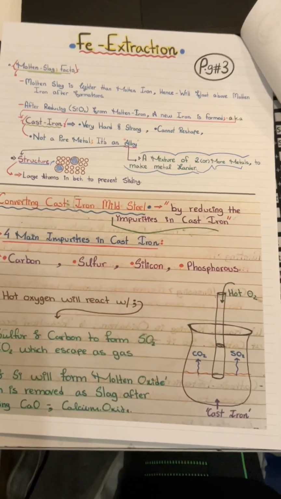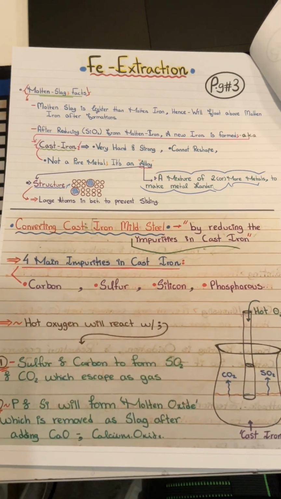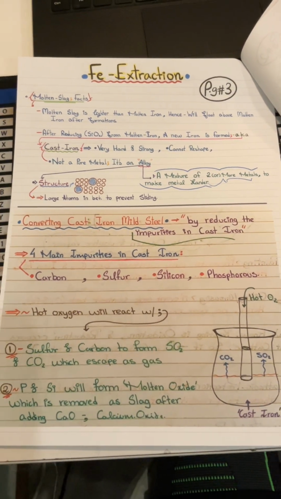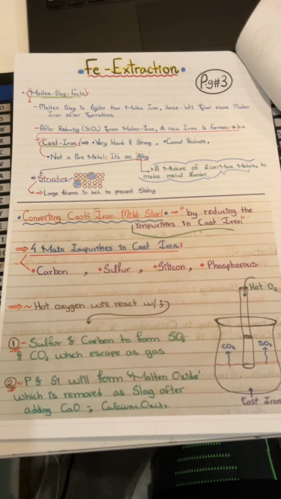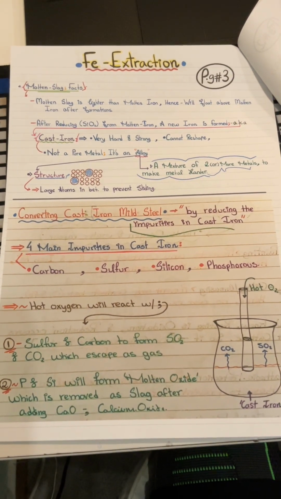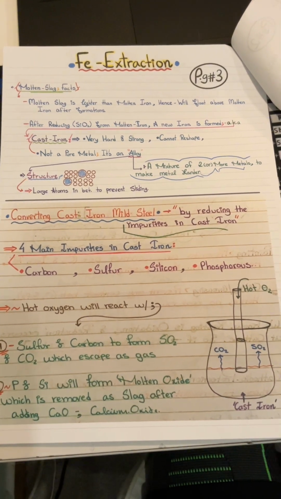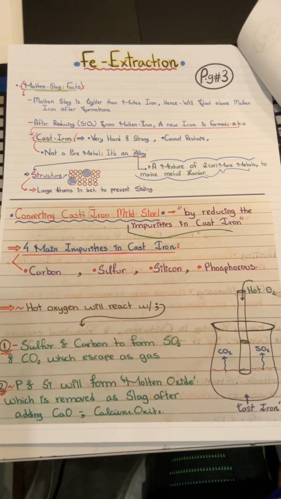We do this by reducing the impurities in cast iron. The main impurities in cast iron include carbon, sulfur, silicon, and phosphorus. So to reduce these, we will apply two reactions. The first one, we will add oxygen to the sulfur and carbon to form SO2 and CO2. These will escape as gas, so the impurities are gone.